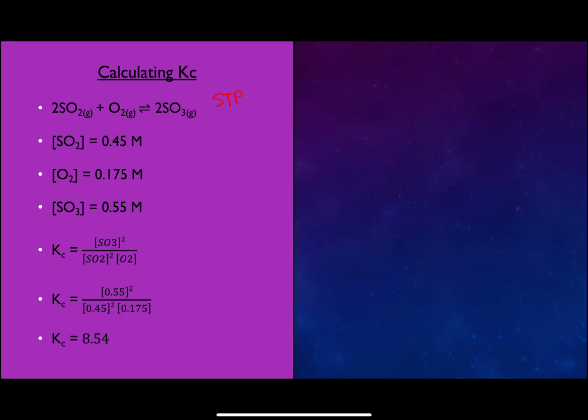Now, since we have found that Kc is between 1000th and 1000, what can be assumed? That's right, there are significant concentrations of both reactant and product species at equilibrium.